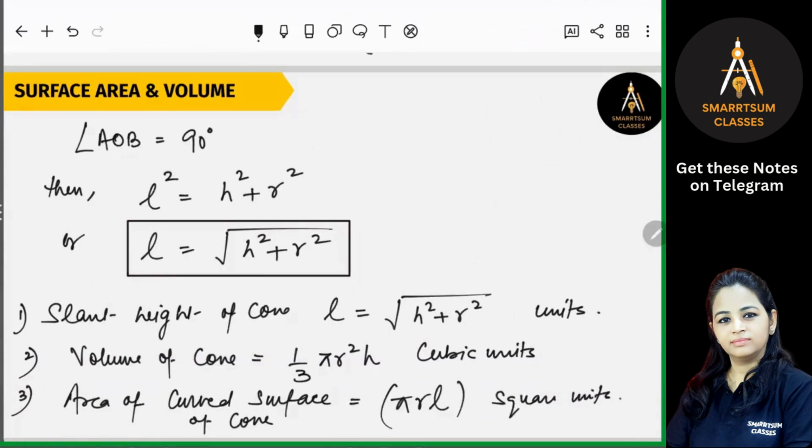Since it is an area, it is always in square units. So the area of the curved surface of the cone, that means the curved surface area of the cone, has the formula pi r L, where pi is 22 by 7 or 3.14, r is the radius of the circular base, and L is the slant height.